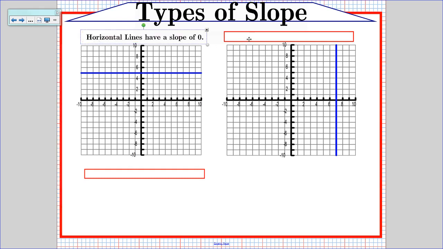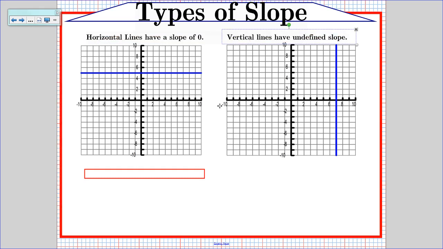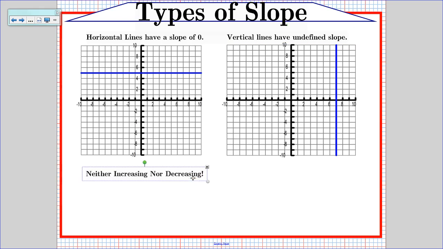Horizontal lines have a slope of 0 because there's no rise, and vertical lines have undefined slope because there's no run. If there's no change in the x value, it would be rise over 0, and you can't divide by 0. Another way to talk about a horizontal line is to say it's neither increasing nor decreasing, or simply that it is constant.